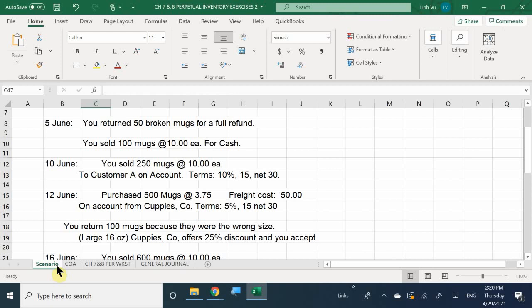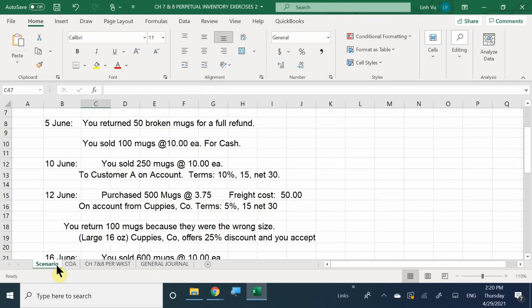So we wanted the medium sized cups, but they gave us large size cups. Or in this case, regular size, whatever you want to call it, right? They decided to give us large 16-ounce cups, which isn't good. So what happened here? What did Cuppies Co. do? Gave me a 25% discount. Yes, because they realized they made a mistake.